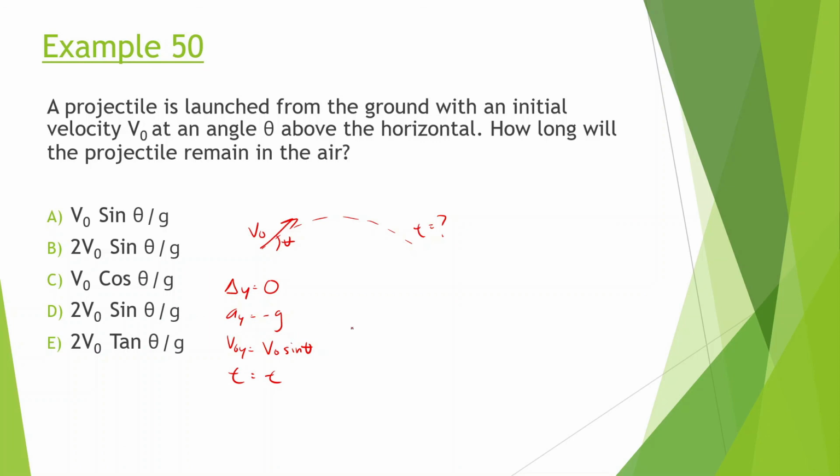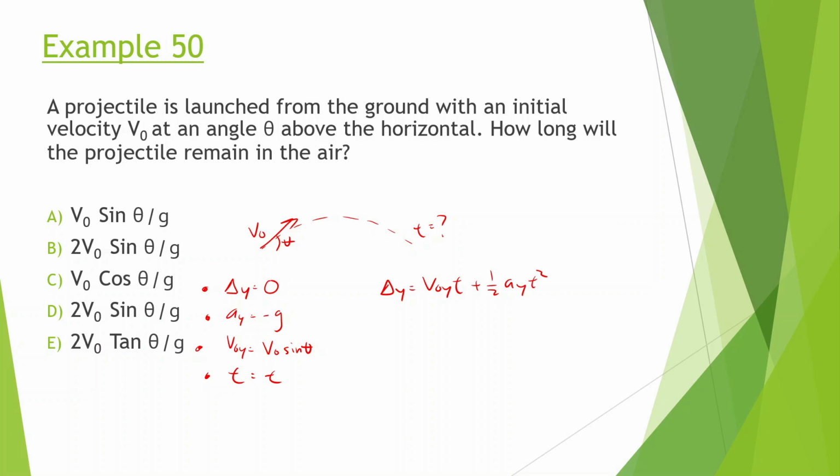And why I'm focusing on the y direction is because how long it's in the air is dependent upon the y direction. It doesn't matter really what's happening to x, because how long it's in the air is dependent on gravity pulling it down, and that's in the y direction. So now that we have our 4 variables, let's find what formula has all 4 of these variables. And we see displacement of the y equals v initial y t plus 1/2 a y t squared.